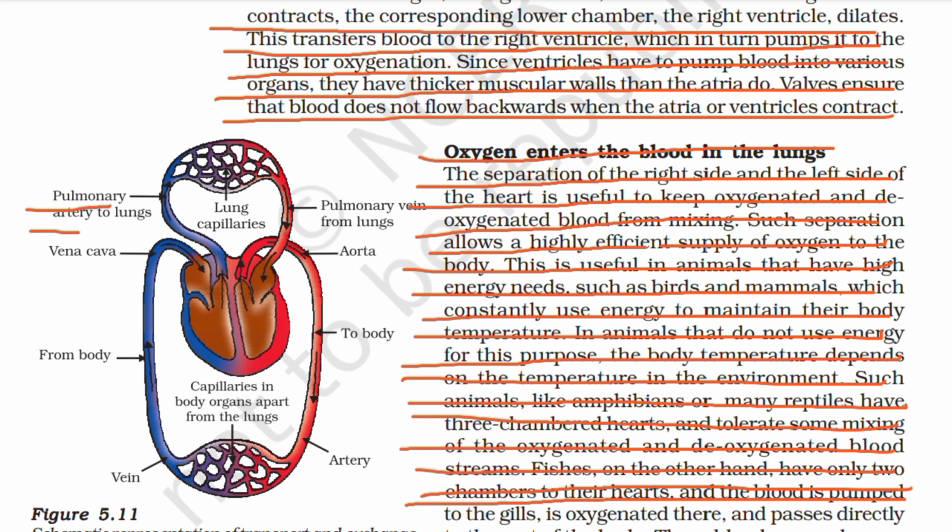Pulmonary artery to lungs, vena cava from body, capillaries in body organs apart from the lungs, vein, artery to body, aorta, pulmonary vein from lungs, capillaries.